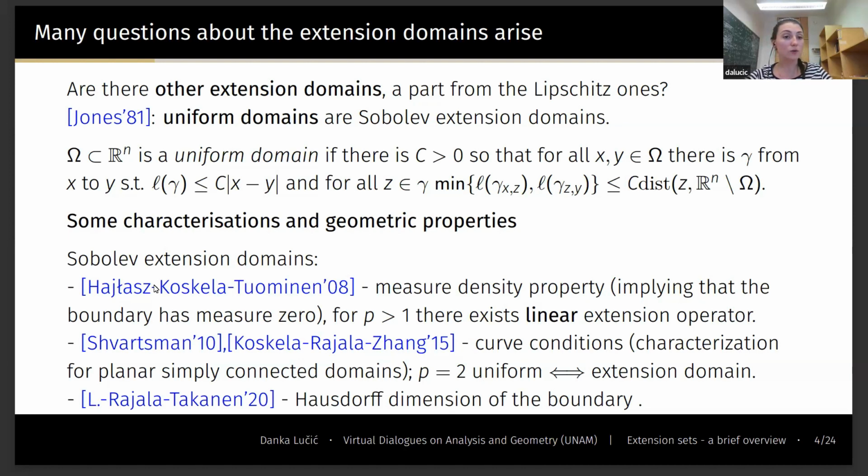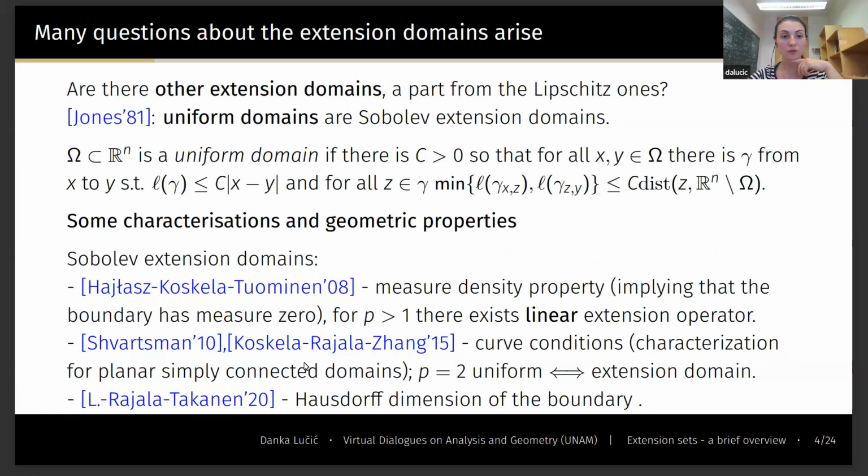For instance, by work of Hajłasz, Koskela, and Tuominen, we know that extension domains have the measure density property, which in particular implies that such domains have boundary whose measure is 0, and that in the case in which p is greater than 1, the extension operator we construct is linear. For the case p equal to 1, in general this is not true or not known.